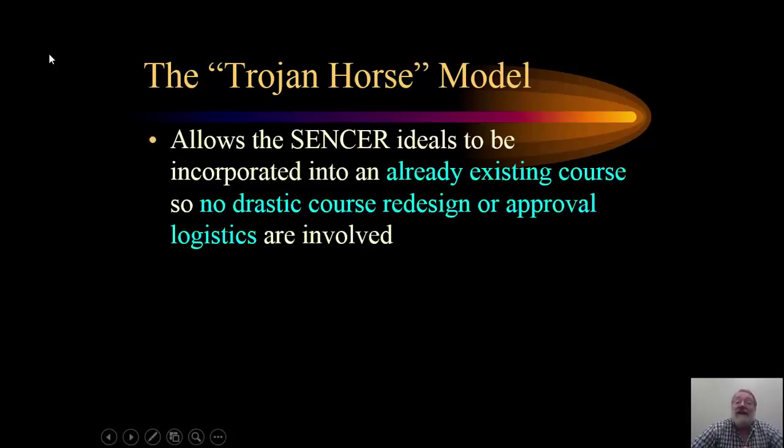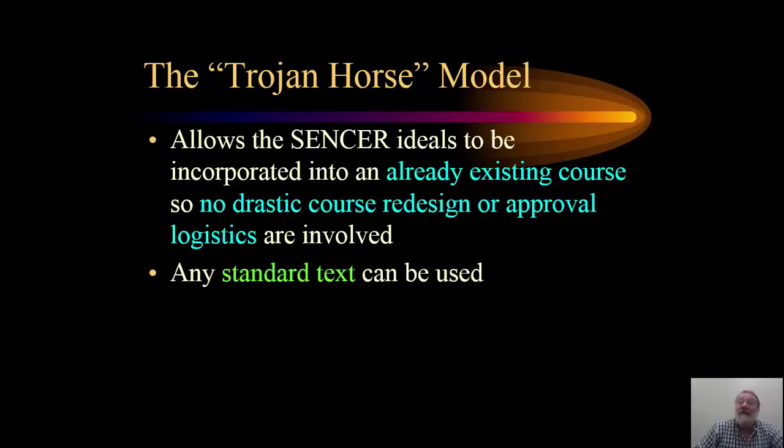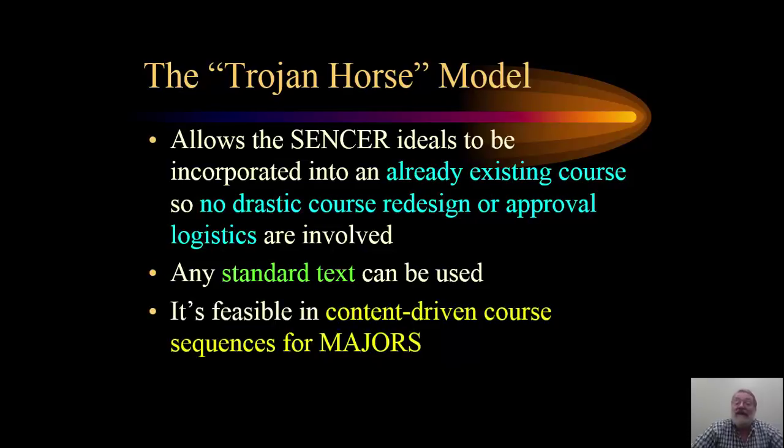What it does is it allows the SENCER ideals to be incorporated into an already existing course that doesn't require new course approval. If you change the title of the course, you've got to go through a whole approval process on our campus. But doing it the Trojan Horse way, it's still called Introductory Chemistry, Chemistry 121. So it's very easy to do. And you can do it incrementally. You don't need to change your textbook. You just need to change what you talk about in classes.